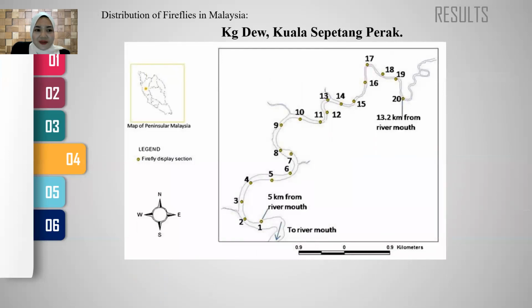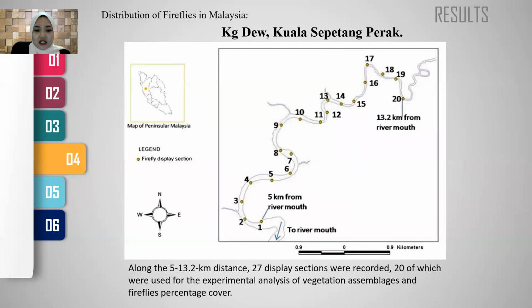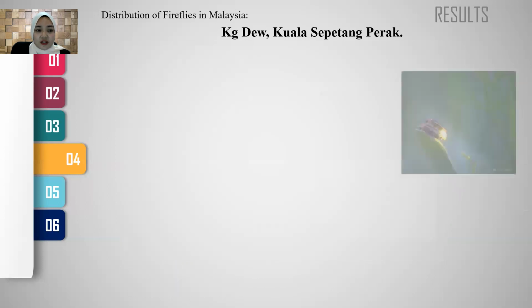So when using zonal analysis and buffer, they discovered 27 display sections were recorded, but only 20 were used for the experimental analysis of vegetation, assemblages, and fireflies' percentage cover. This one is to identify the vegetation assemblage.